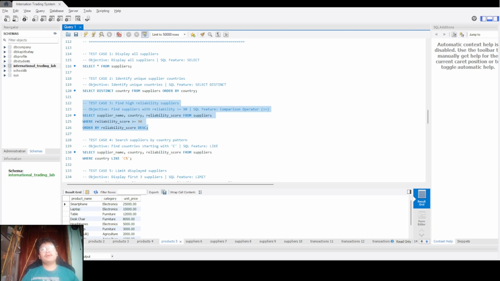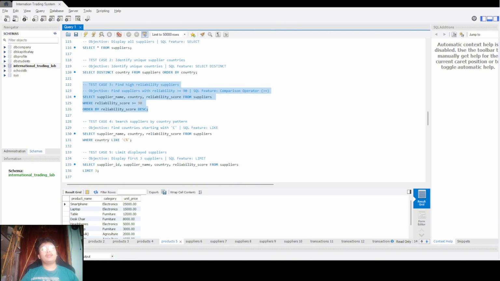So the next one is test case 4, search suppliers by country pattern. This query uses LIKE 'C%', which means starts with the letter C. This finds all suppliers from countries beginning with the letter C. Then the result shows AgroSupply Ltd and TechWorld Inc. from China.